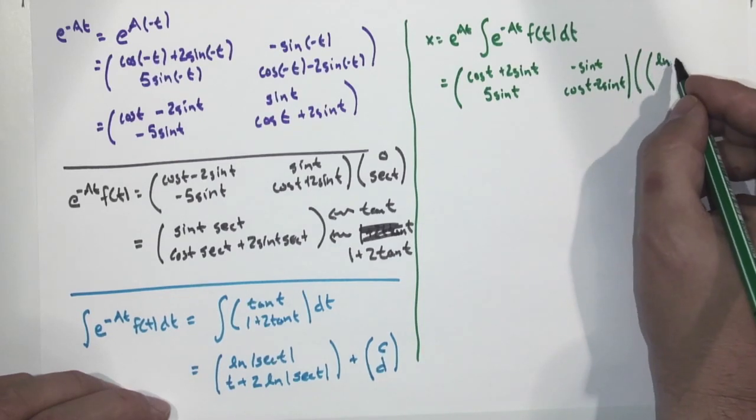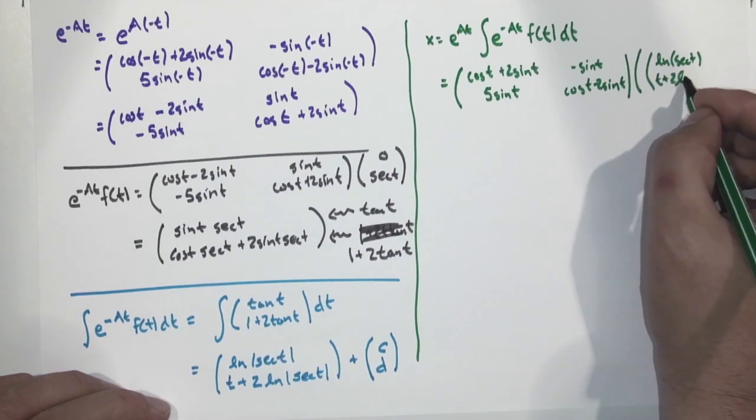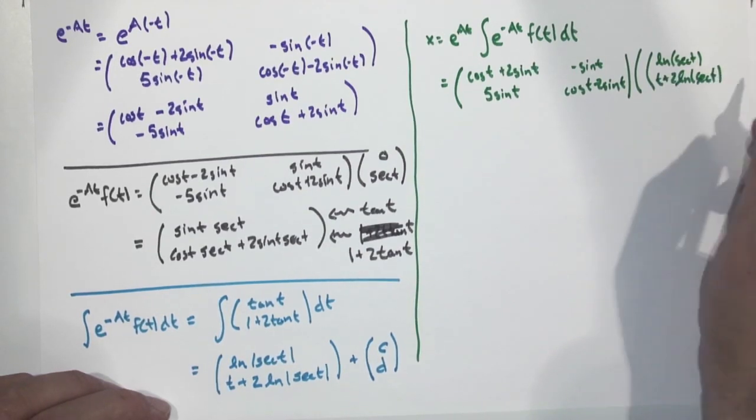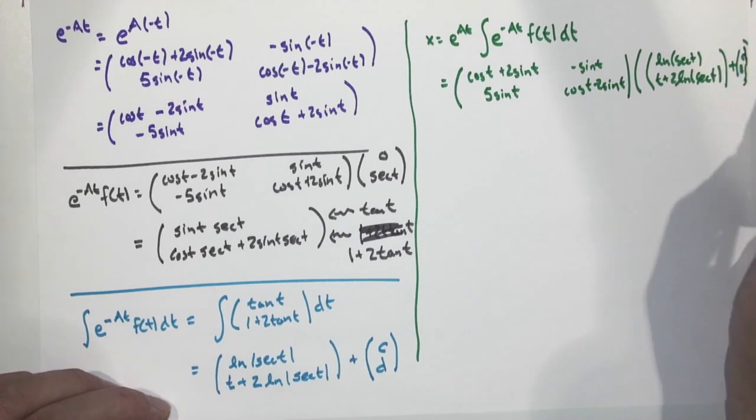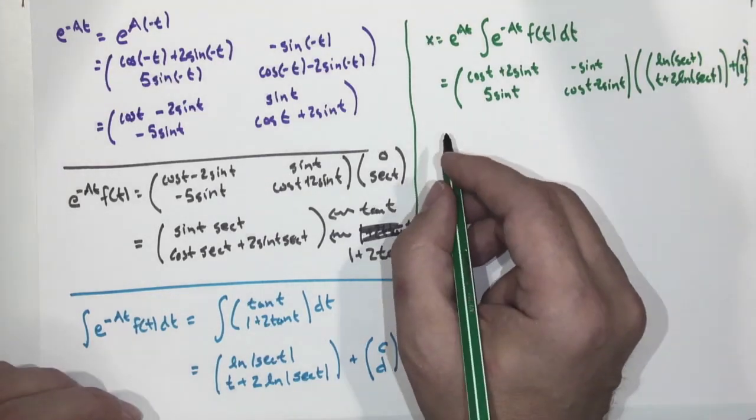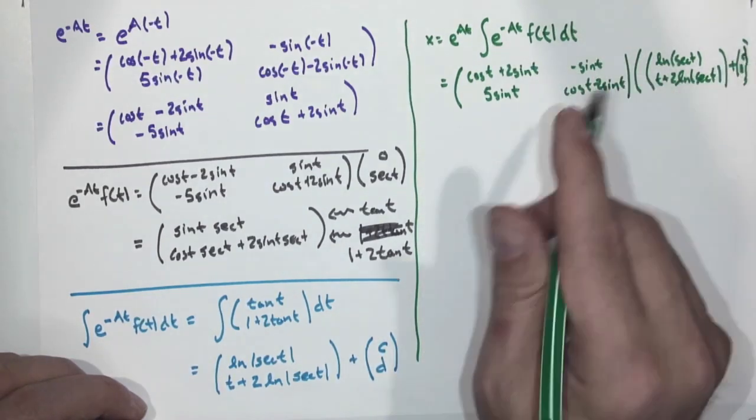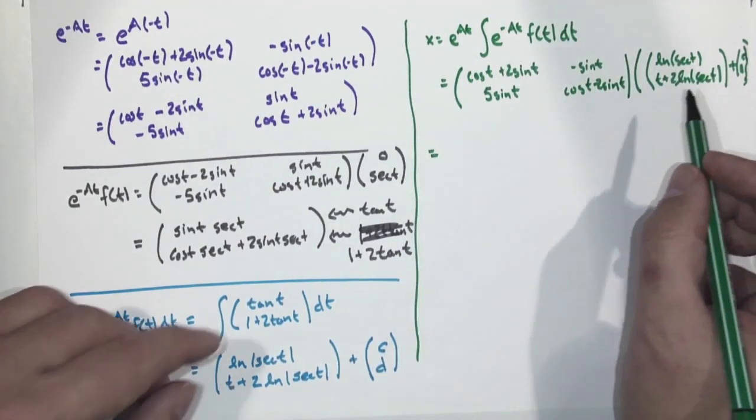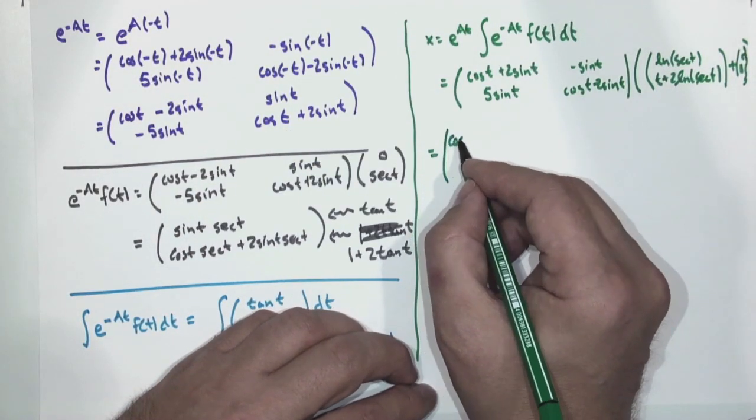And then we have our log secant, our t plus 2 log secant, plus, I'm out of space, our vector c, d. Okay, I ran out of space on the edge. And so we multiply our last thing. So let's multiply our matrix times our vector here. And so, not really much to say, you just sort of patiently work through it.